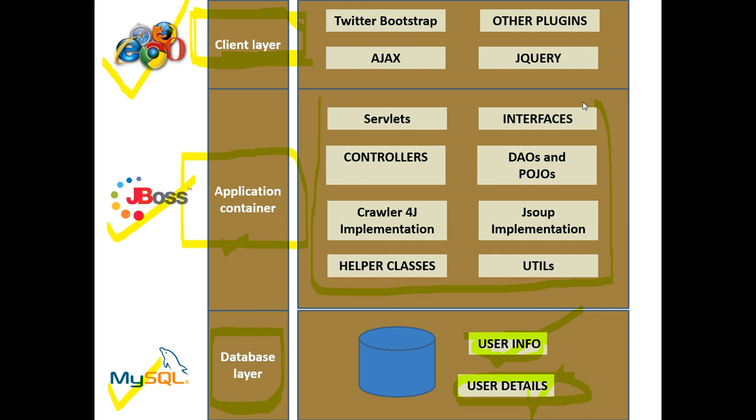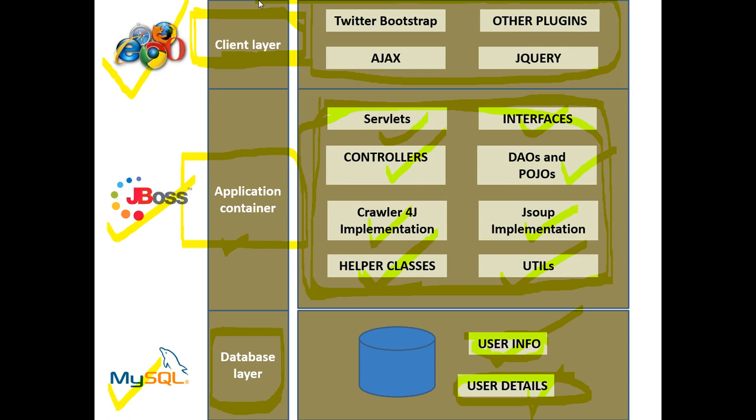I mean all the Java files will be present in the business logic, like servlets, interfaces, DAOs, Crawler4J and JSON implementation. Okay, controllers, web.xml. Okay, helper classes, or just supporting classes and utility classes like DB helper, all those things. All the business logic like .java files will be written in the application container, whereas in the client layer we'll be having only the front end part.